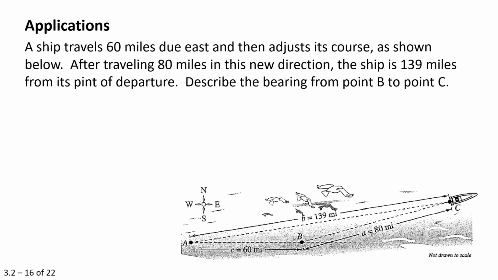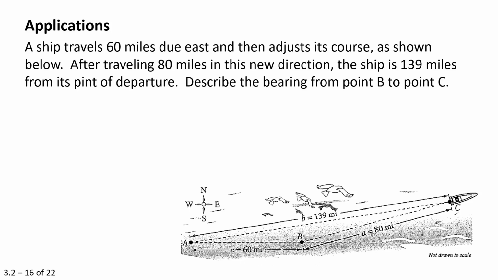Okay, so we've got this here, 60 miles, 80 miles, and we know that this third side here is 139 miles. We don't know any of the directions except that this initial one was due east. But can we figure out what the bearing is that this boat is now from point B to point C? Let's see if we can figure out what that is. Really, what we're finding is this angle right here, which we can figure out from this triangle by solving for angle B.